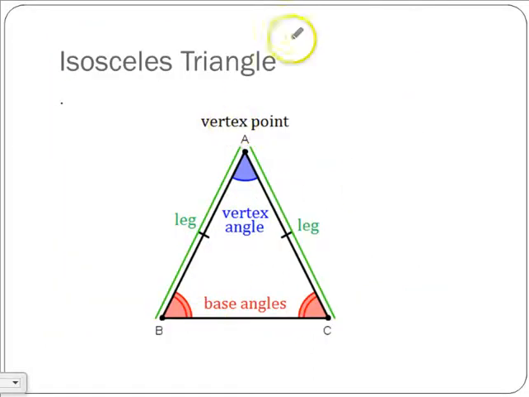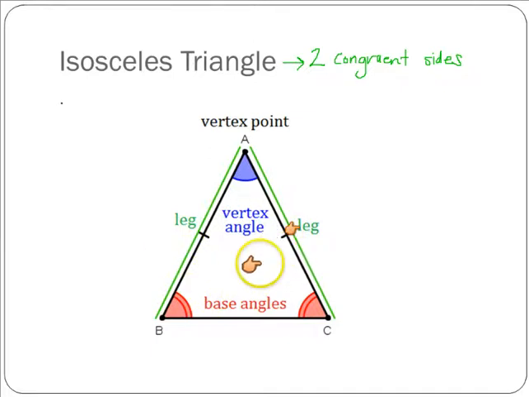Alrighty, isosceles triangles. Make sure you're taking good notes as you're watching this recording. It's going to help you this week as you do your assignments. So isosceles triangles have two congruent sides or legs. Remember, that's what an isosceles triangle is. And we see those congruent legs, we've got a tick here and a tick here, and that lets us know that this is an isosceles triangle.